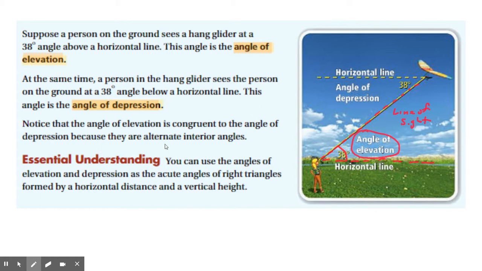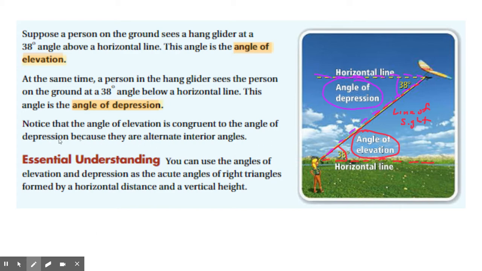Now, there's also an angle of depression. There is an angle of depression formed by the person in the hang glider, a horizontal drawn from this person and the line of sight from the hang glider down to the person on the ground. This angle right here is called the angle of depression. Now, let's talk about one more thing.